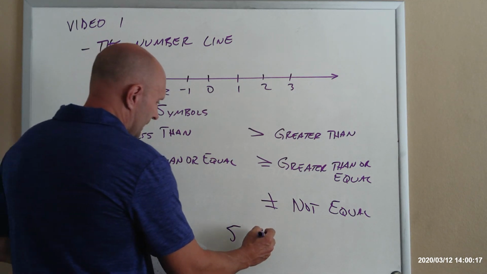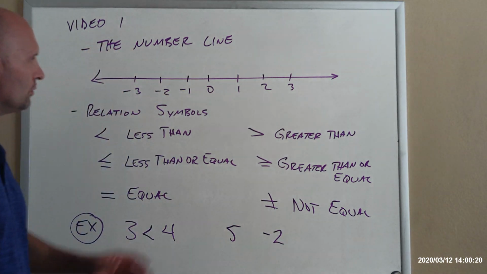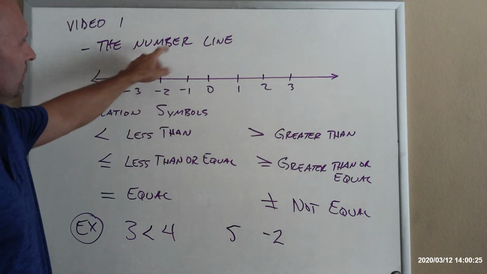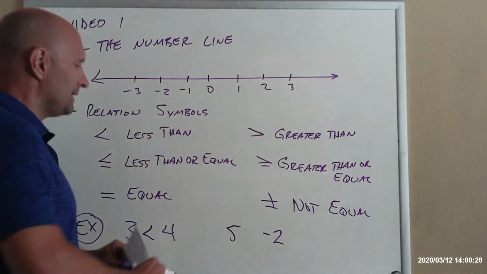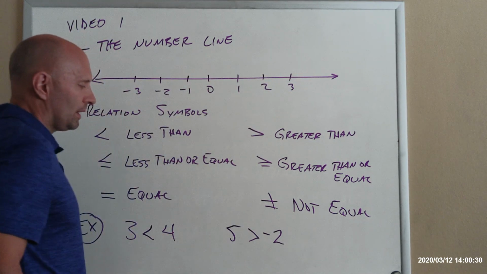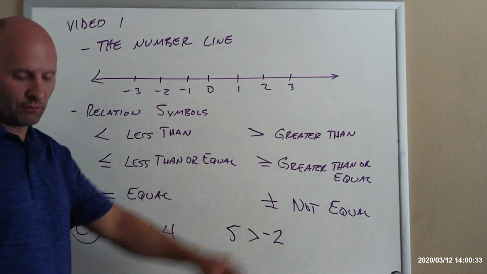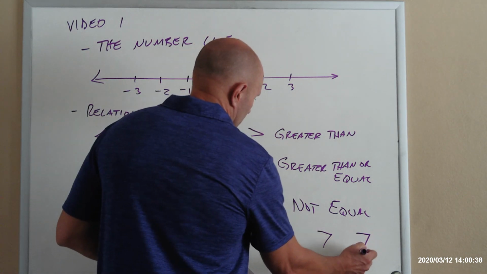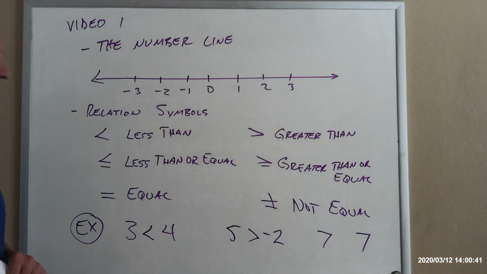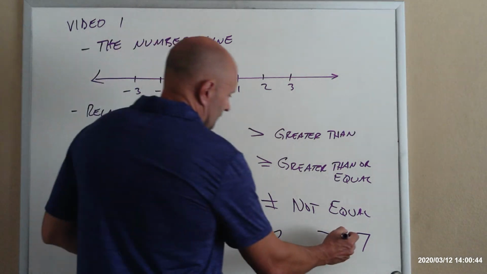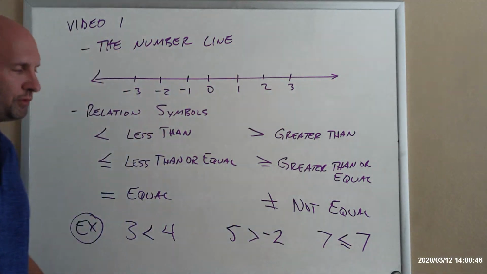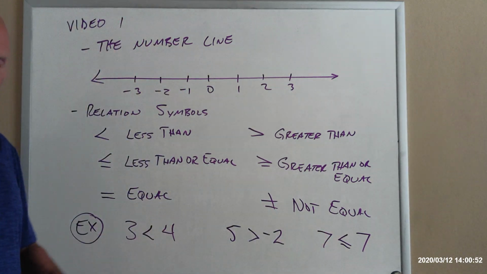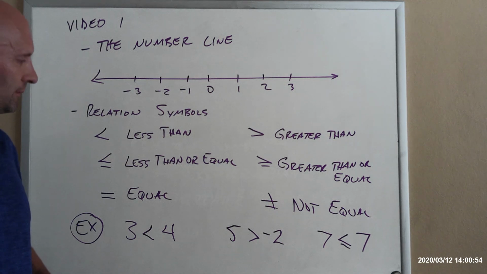What if I have 5 and negative 2? Looking on our number line, 5 would be way over here, negative 2 is down here, so 5 is the bigger number. The crocodile wants to eat the bigger number, so 5 is greater than negative 2. And let's say I have 7 and 7. I could put 7 is less than or equal to 7. It's not less than 7, but it is equal. So as long as I have that little line underneath, this statement is a true statement.